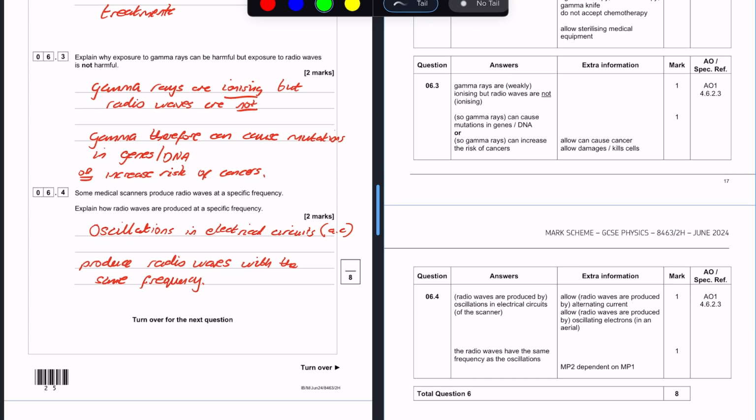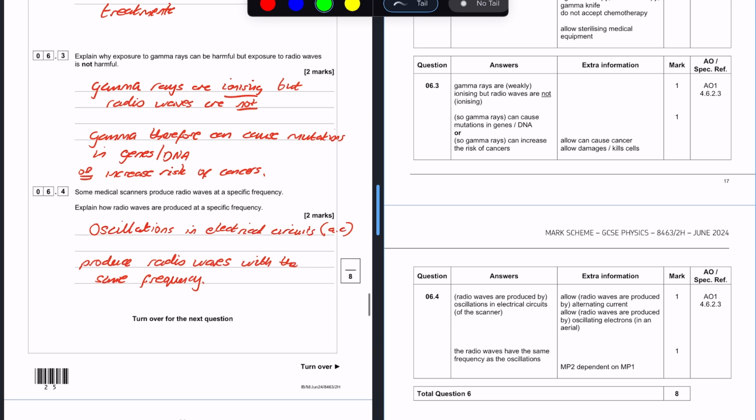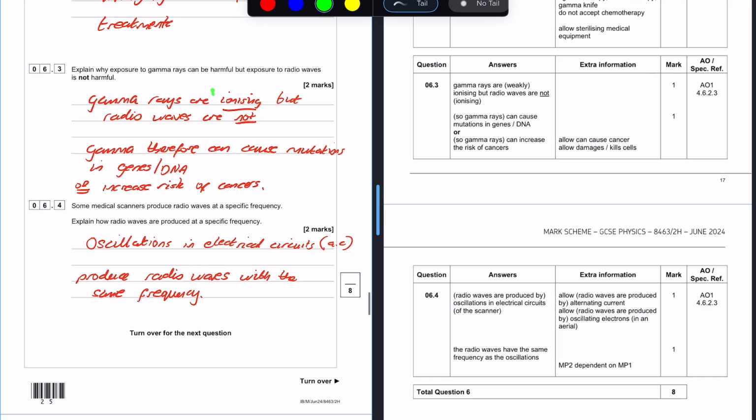6.3 says, explain why exposure to gamma rays can be harmful, but exposure to radio waves is not harmful. Again, this question comes up pretty much every single year. What they're looking for is for you to say ionizing. Gamma rays are ionizing, but radio waves are not. So we've made the comparison. These comparison questions require comparative answers. You must say this one is, that one isn't. So gamma rays are ionizing, but radio waves are not.